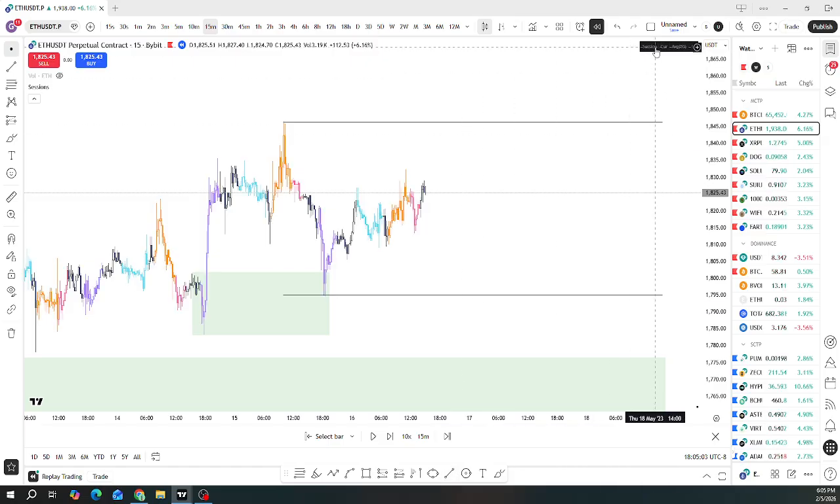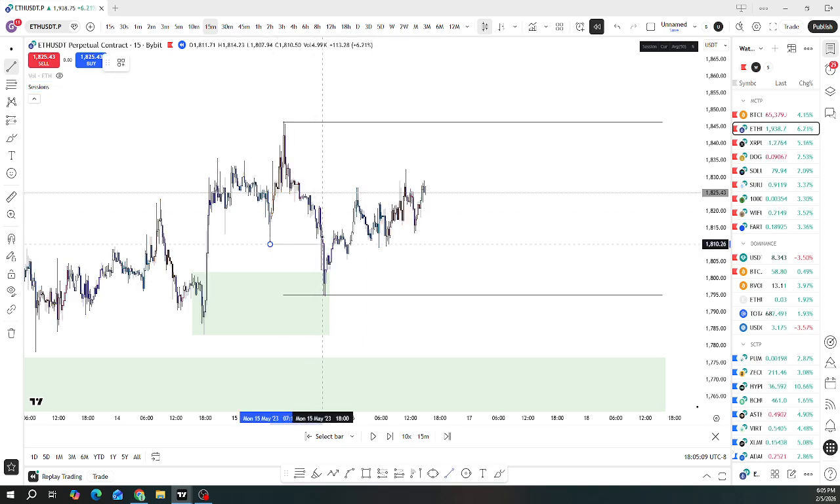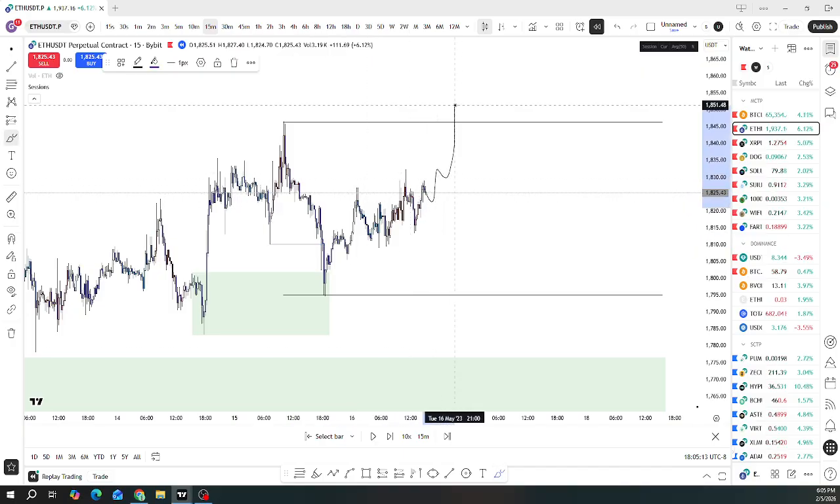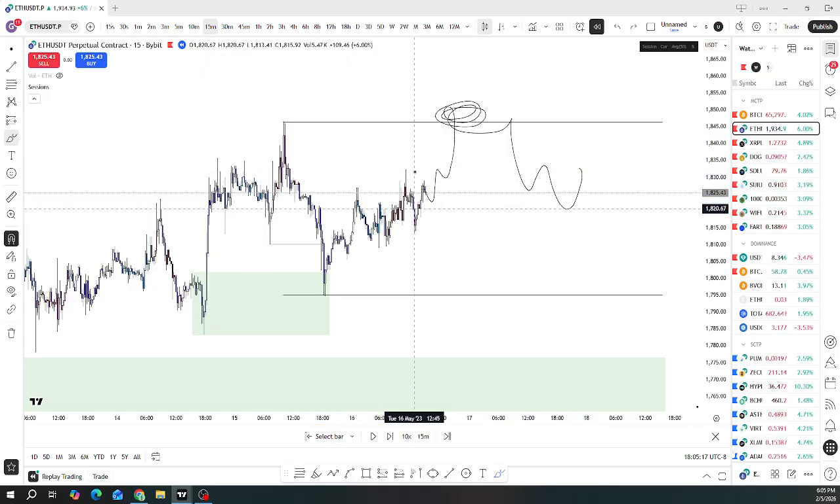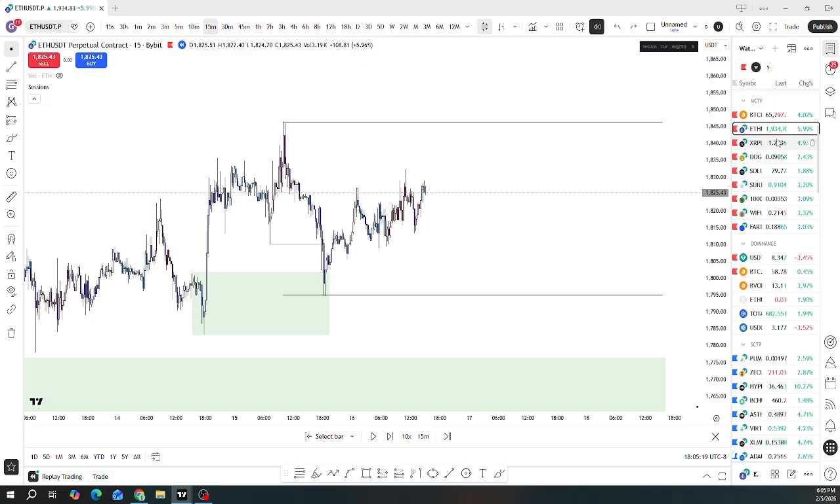ETH somewhat having the opposite, where we got this break of structure bearish forming that range. And locally, this could be a distribution here. I'm not interested in trading yet. I would like to see the main points get swept and not deal with the internal stuff, especially here on the lower time frame.